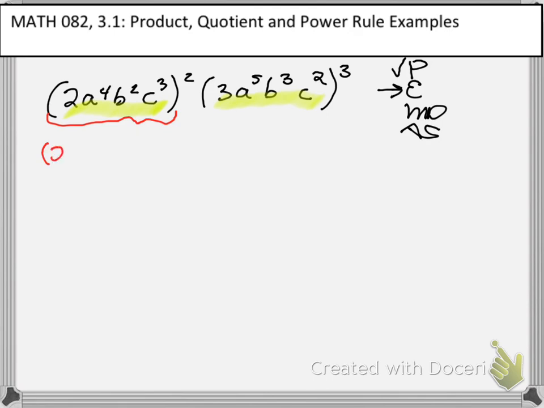Okay, 2 gets squared, becomes 2 squared. A to the 4th power also gets squared. B to the 2nd power also gets squared. And C to the 3rd power is also getting squared. Notice I haven't done any actual math, I just rewrote the expression.